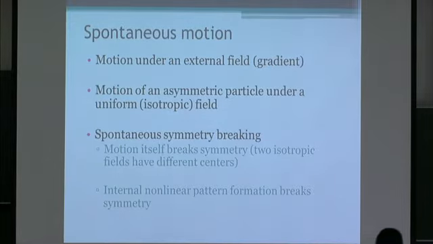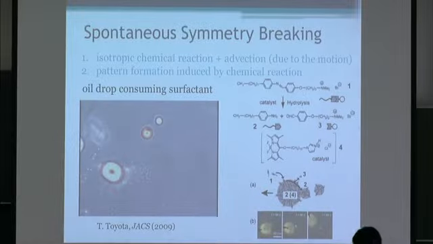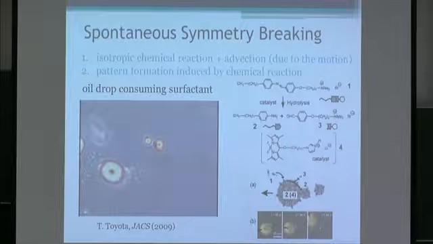So so far we have discussed motion with imposed asymmetry in the system, but we are interested in spontaneous asymmetry breaking, and I would like to show you two examples of experiments. One is an oil droplet. This oil droplet is moving in the water, like this, and possibly interacting with each other.